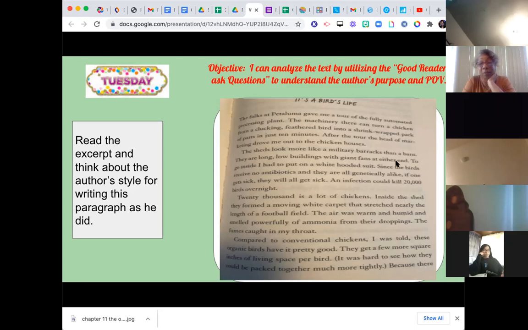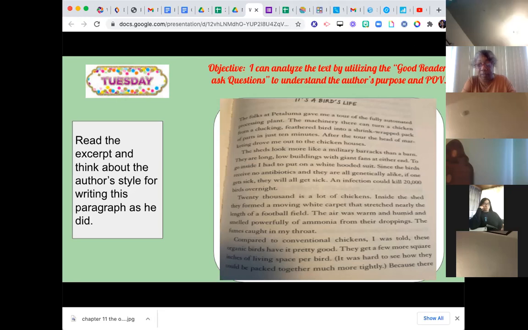What's the purpose of him telling us about these chickens and this building that they're in? What is it that he wants us to know? What are your thoughts? How do these chickens living in this military barrack type barn relate to the cows in the pen?